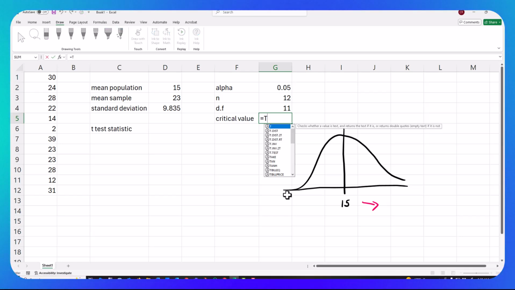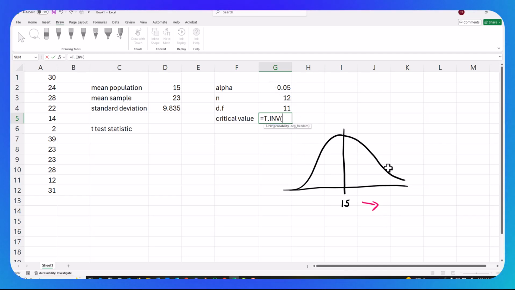And we can do this with a T.INV. And we're going to use this probability, but notice this is a right-tailed test. How do we know it's a right-tailed test? Because we're looking for greater than. So anytime you use a right-tailed test, you should do 1 minus the alpha. And then notice here that it wants degrees of freedom. And so I can just simply click on this cell, and this gives me my critical value.